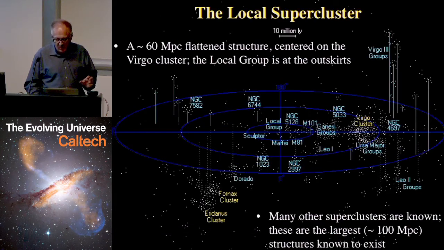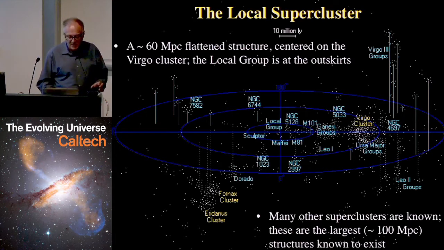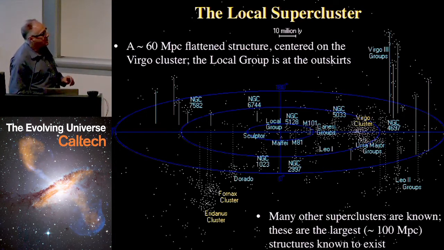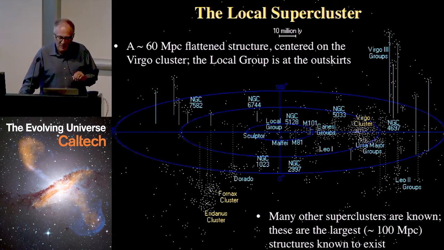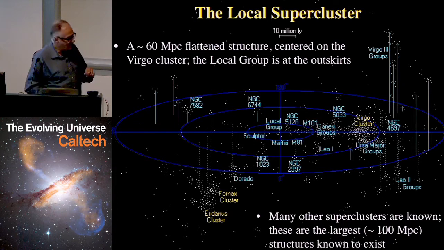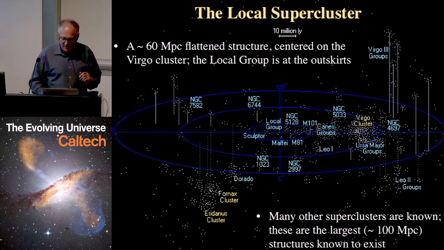And we belong to what we call the local supercluster, which is a bigger structure, about 60 megaparsecs, and it's flat, well, it has a 6:1 flattening ratio. It's centered on the Virgo cluster of galaxies, about 15 to 17 megaparsecs from us. And it includes some other poor clusters and a lot of other groups, which are labeled here and indicated in this quasi-3D plot.